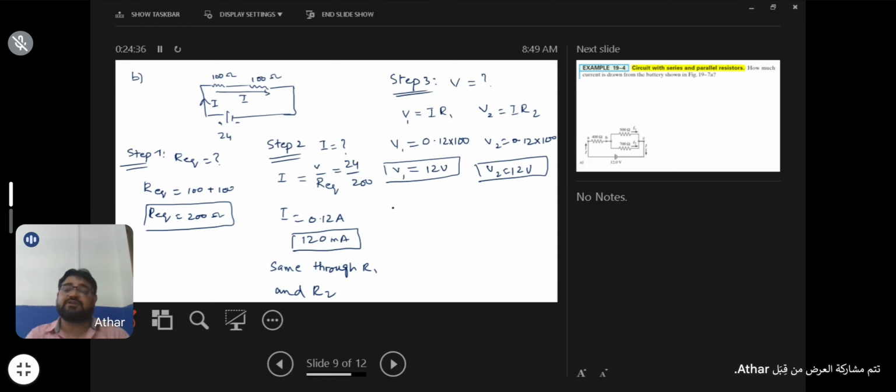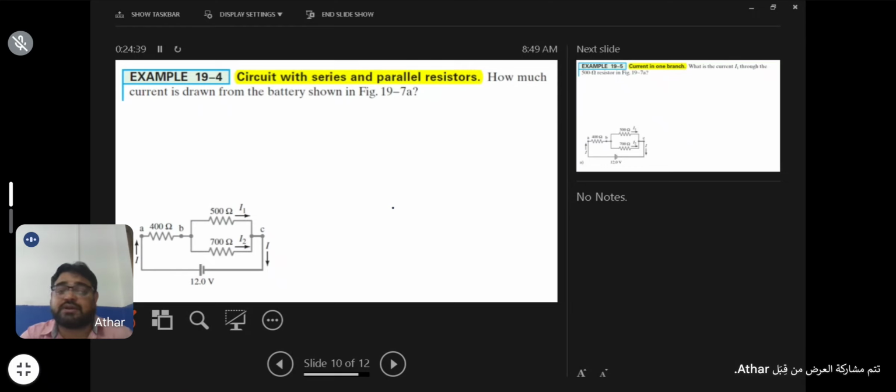But if the circuit is a little bit different than this one, like this, now you have series and parallel together. So we will go stepwise for the equivalent. Step 1 will remain the same, R equivalent. But for R equivalent, you will do it stepwise. First, find the equivalent for the parallel part. The parallel part is BC. So I am going to find RBC first, and then the R equivalent.